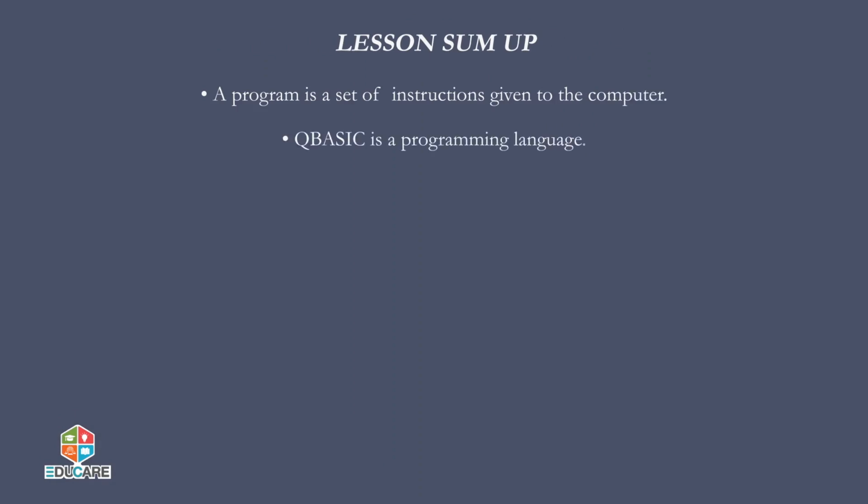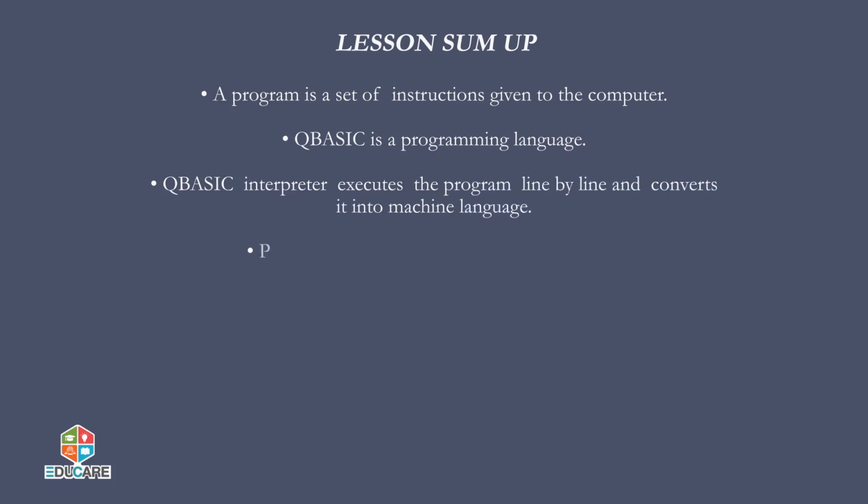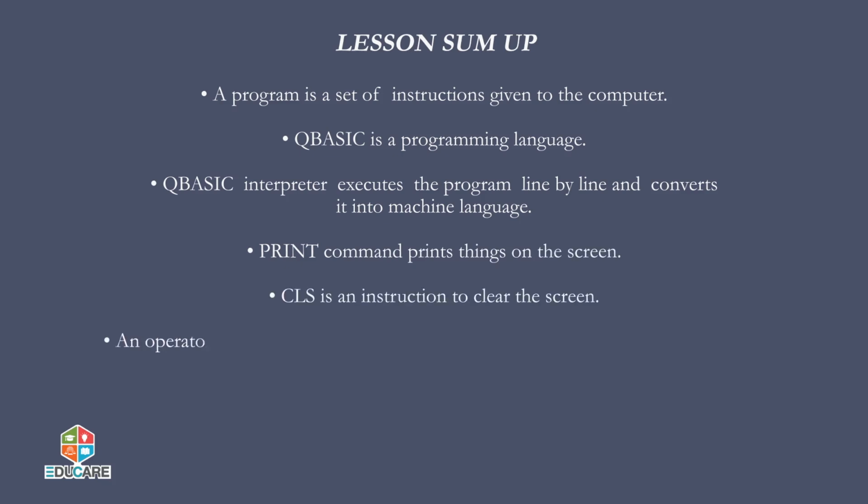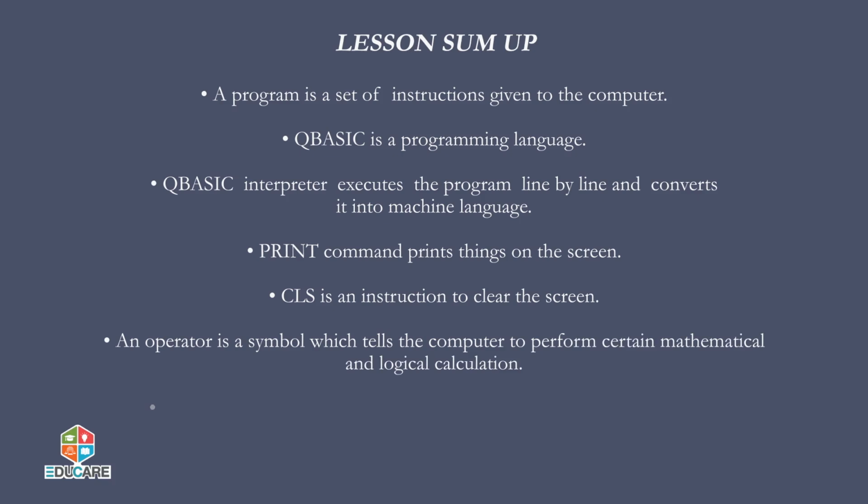Lesson sum up. A program is a set of instructions given to the computer. QBasic is a programming language. The QBasic interpreter executes the program line by line and converts it into machine language. The print command prints things on the screen. CLS is an instruction to clear the screen. An operator is a symbol which tells the computer to perform certain mathematical and logical calculations. A variable is a quantity which can store value in the computer memory.